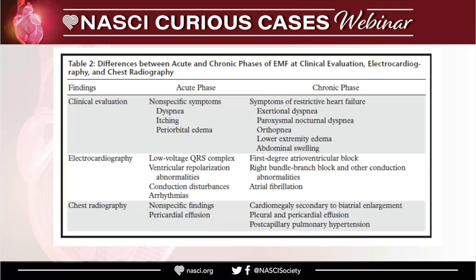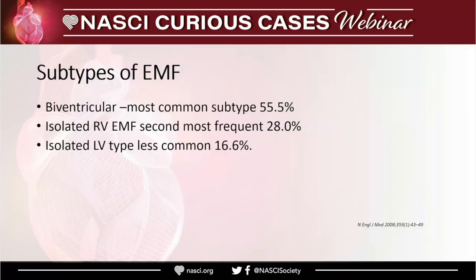And we can see AV blocks, right bundle branch block, and AFib. Imaging wise, we can see cardiomegaly with predominant biatrial enlargement, pleural and pericardial effusions, and then features of pulmonary hypertension. There are various subtypes that are defined, and biventricular is the more common subtype.